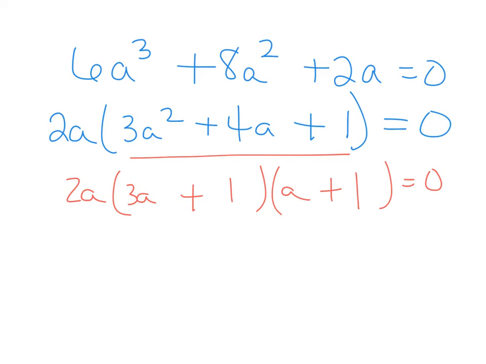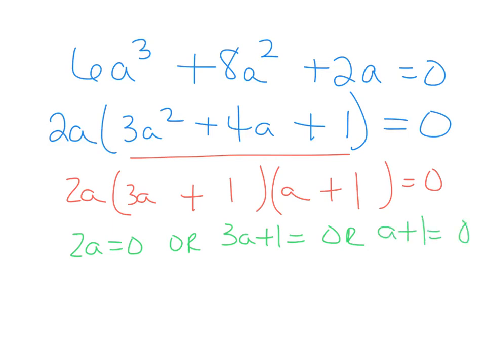Well, in the last problem, the GCF was just a number. We didn't actually need it, okay? But this time, it actually has a variable, so we need to say 2a equals 0, or 3a plus 1 equals 0, or a plus 1 equals 0. Now, hint, hint, look back at the original problem. Do you see how it said a cubed here? My hint right there is I know I have 3 answers, okay?